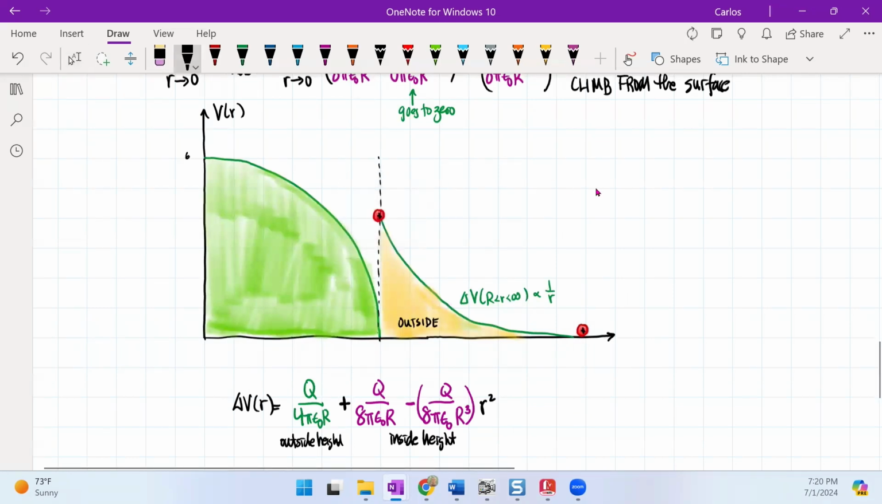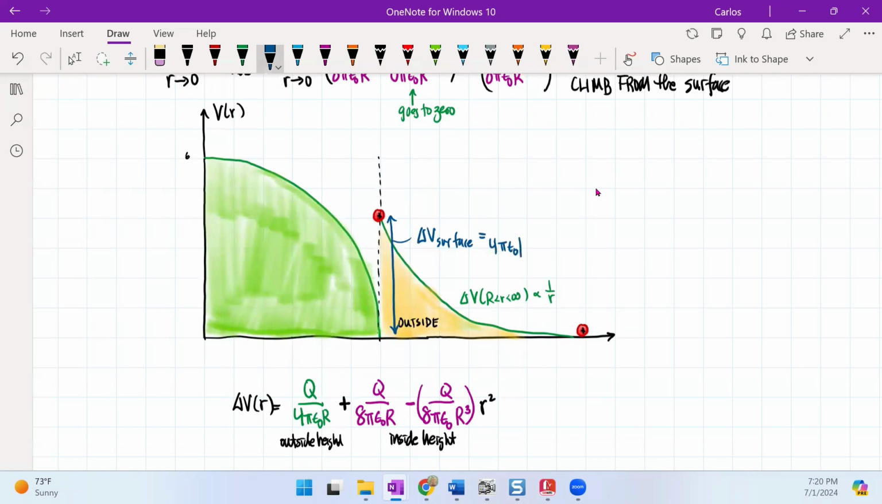So how high? If I look at that green value, that tells me that I have this height right here. That height tells me that the potential at the surface is then going to be Q over 4 pi epsilon big R. And that's what that outside height means.